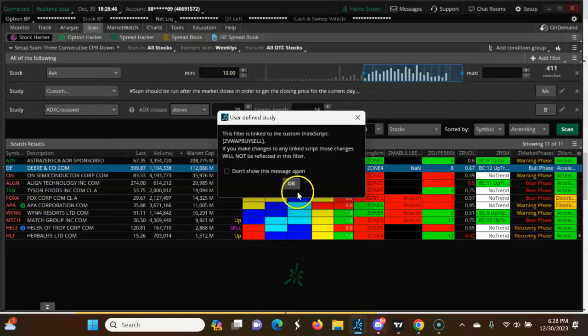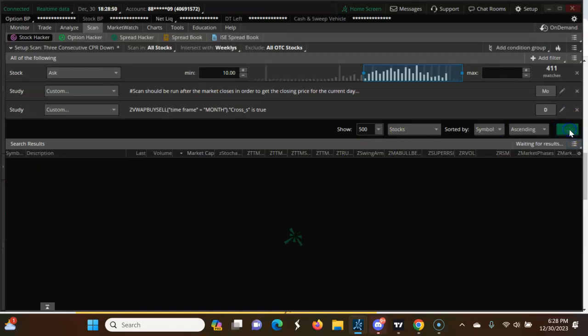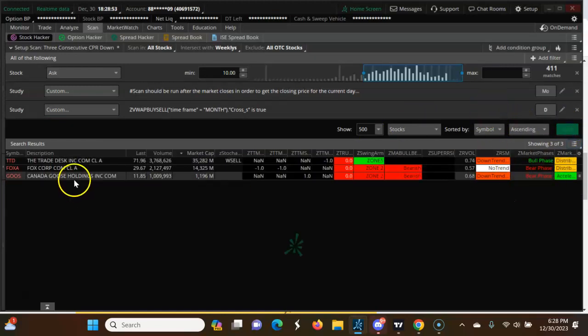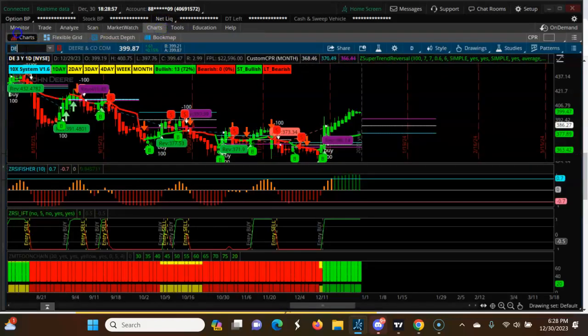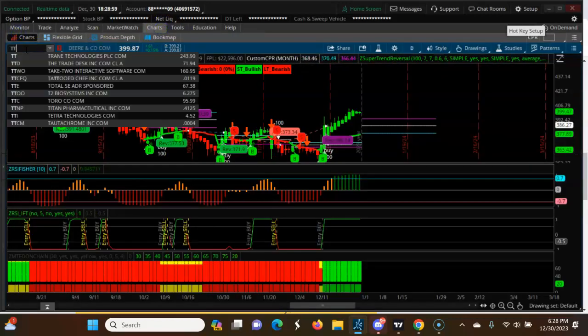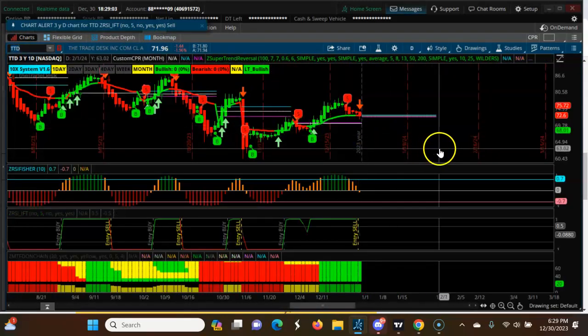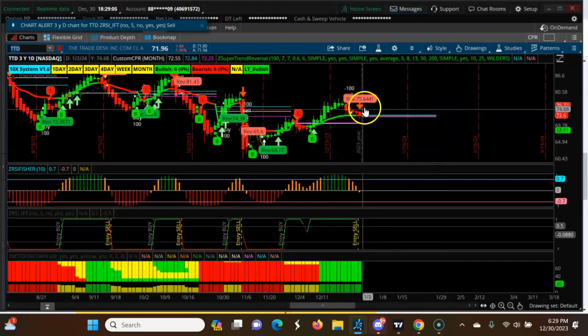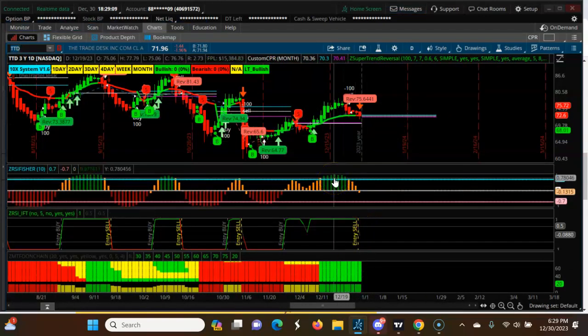Monthly, you want to scan on the daily time frame. Okay, so daily sell signal. You can see these 3 TTD. TTD, Trade Desk. You can see 3 CPR down. You can see a sell signal here, sell signal here, sell signal here. So this is a good one. TTD is a good one for sell.